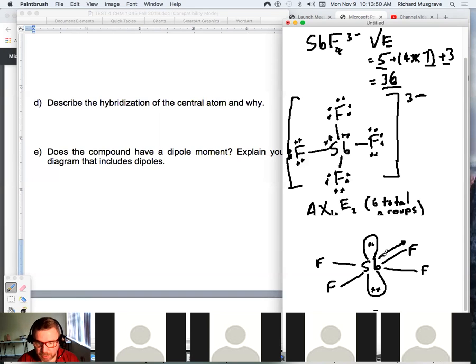Now F is more electronegative than Sb, so we draw the dipoles along the Sb-F bonds. You'll notice I'm not going to draw any dipoles along the non-bonding electron pairs here. Now, because it's square and these are all 90 degrees apart, effectively these dipoles all cancel. So the net dipole is really going to be zero here. And that's how I work it out. Does anybody have any questions?